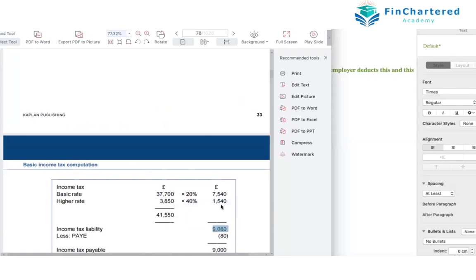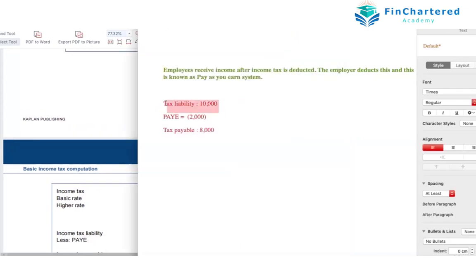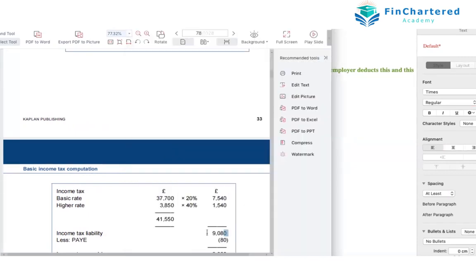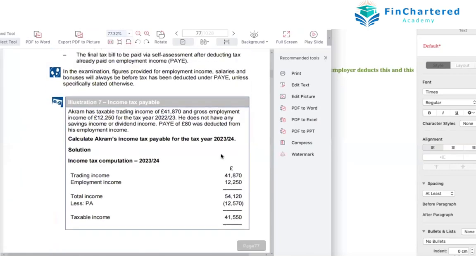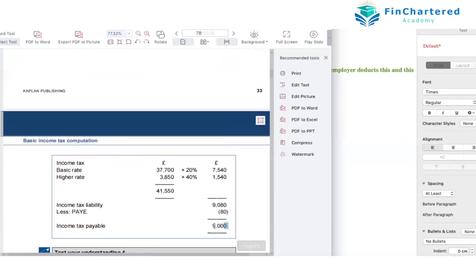So his total tax liability is 9,080, but from the tax liability you are deducting the pay as you earn. His pay as you earn that was already deducted was 80. So we know that the remaining amount that he needs to pay is only 9,000.